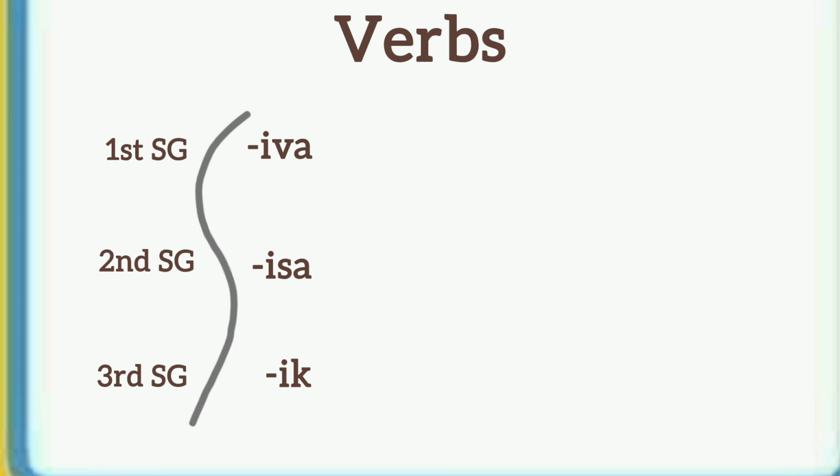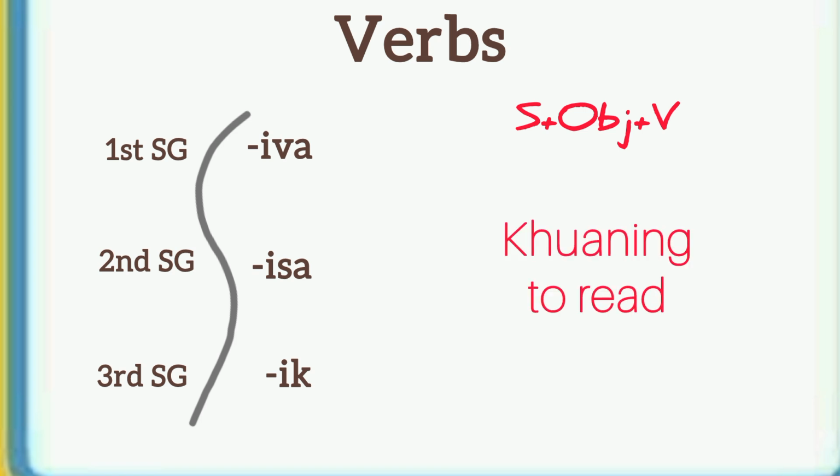First of all, it's very important to understand that the sentence structure in Brahui is subject, object and verb. And the verb always agrees with the subject. As you can see in this example, khwaning is an infinitive verb which means to read.